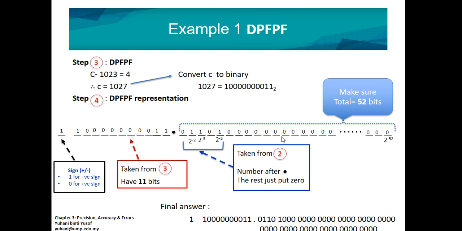And you need to ensure your total bits on your third term is 52 bits and the whole total is 64 bits.